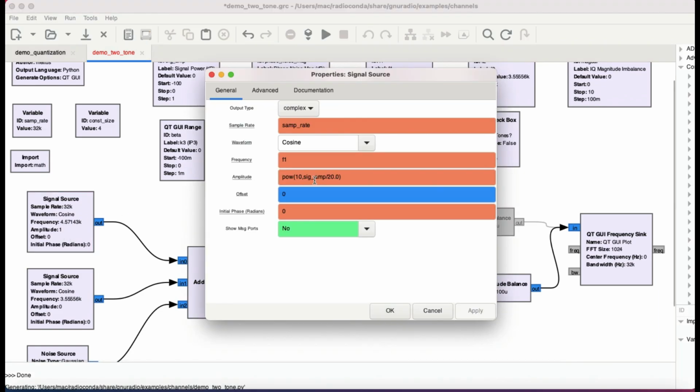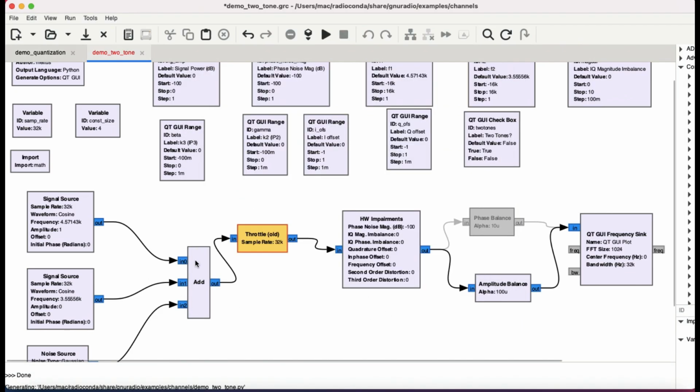Of course, they have these frequency components as well, which are being controlled by these GUI range sliders. We're looking at amplitude with respect to power and things like that in terms of dB. That's why you have power 10 signal amplitude divided by 20 and things like that. All three of these are being added together and going into a throttle block, since we're doing only the simulation process, and then going into a block which is available in GNU Radio, called the hardware impairment block, with different components in it.